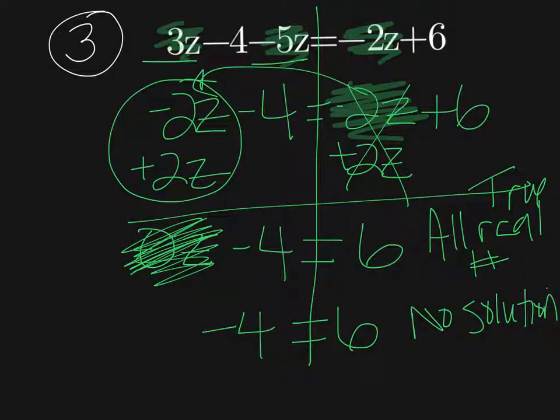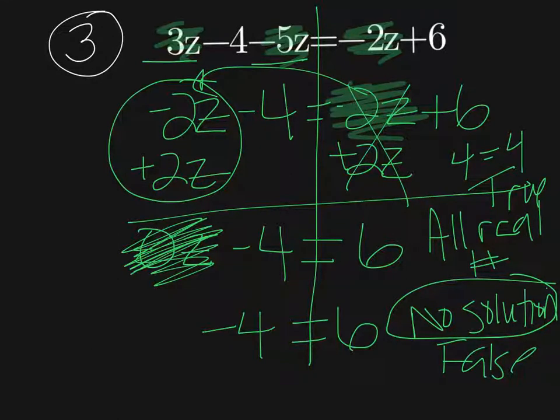Is -4 equal to 6? It's not. No solution is false. So this would be a no solution answer. Again, if it's a true statement, for example, 4 equals 4, then it's all real numbers. If it's a false statement, it's no solution.